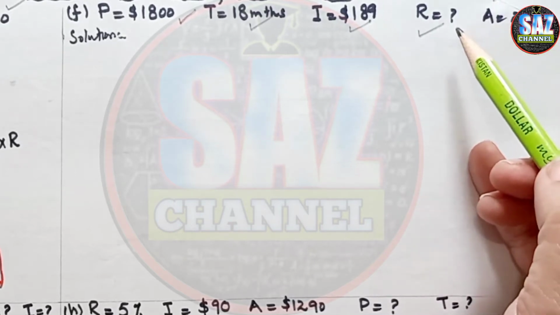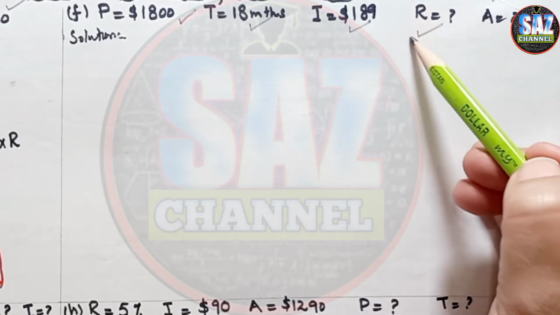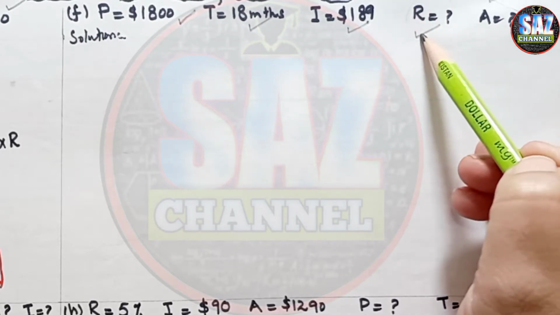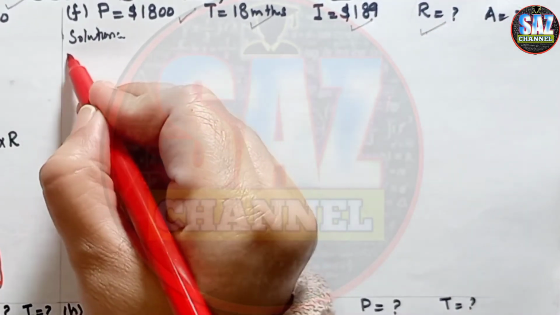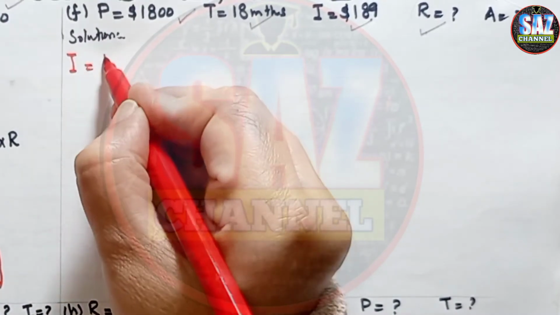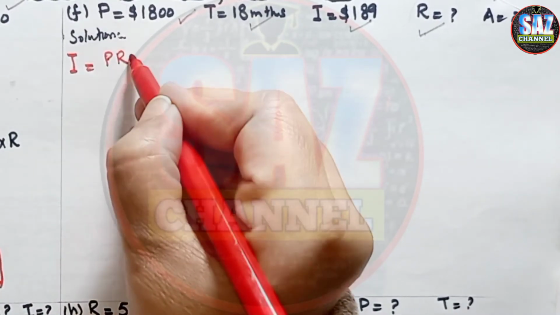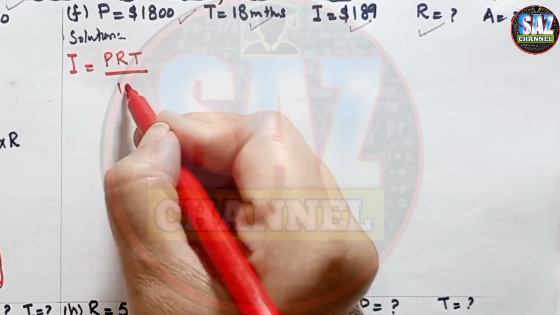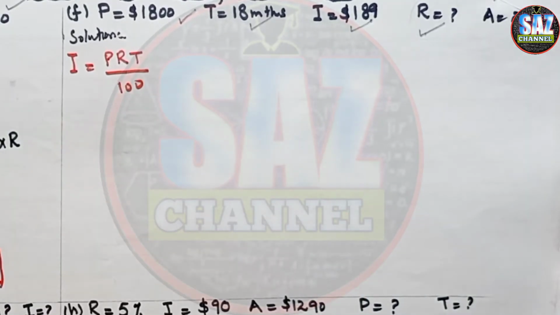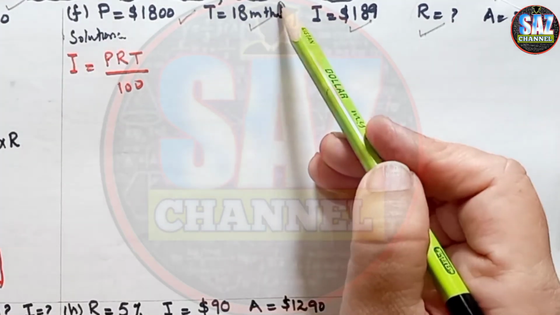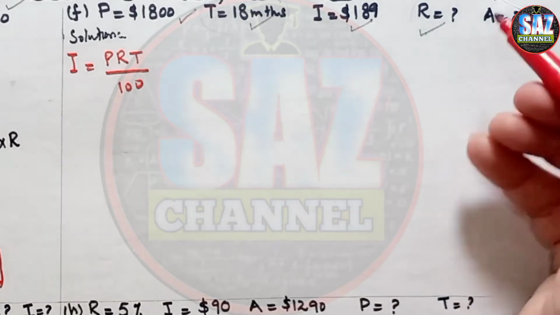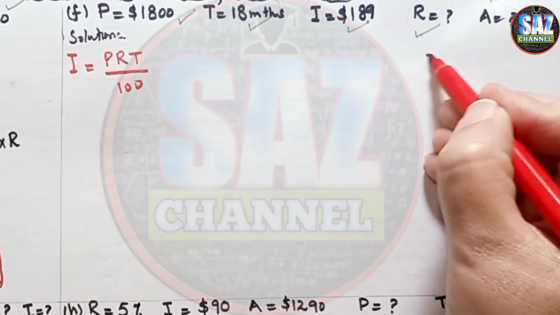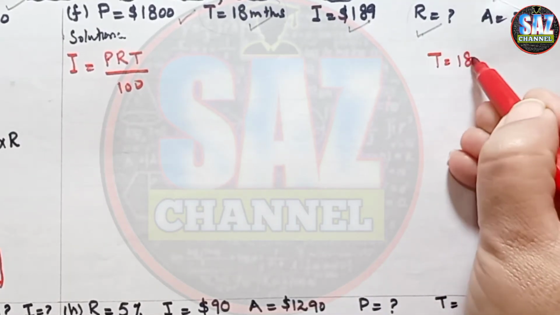Okay, first of all, in order to get the rate, we have to use the formula I equals PRT upon 100. Now we can see that the amount of interest is given in the question. But first, let's talk about the time which is given in the question. Time is 18 months.